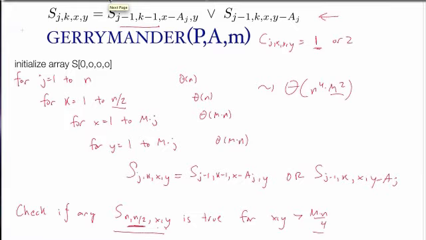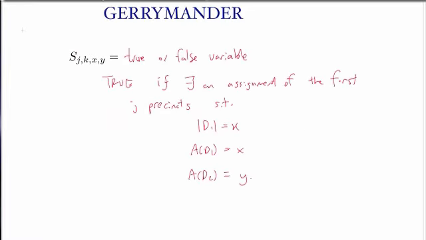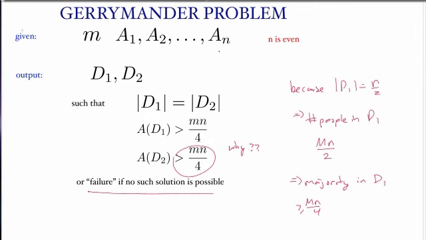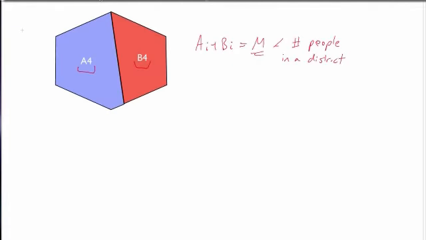So there is a problem. Yes? This right here? Good question. This is the number of people that vote for A in District I. So AI is the number of people that vote for Party A in Precinct I. So if you look at this picture, A4 is the number of people that are going to vote for candidate A in Precinct 4.